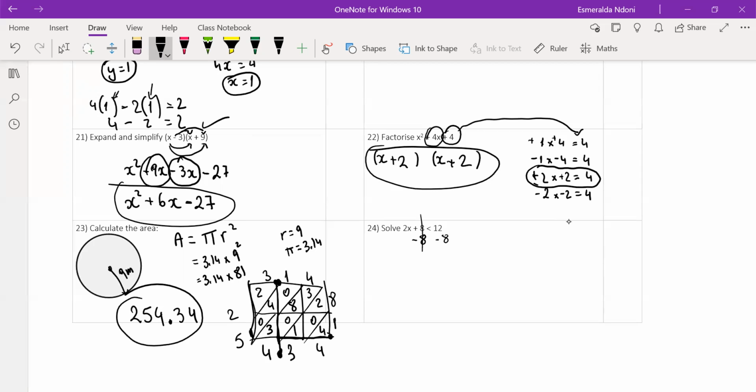Minus 8 on both sides to get rid of this 8, and we're left with 2x. The sign gets copied down as it is. You cannot change the sign in here. 12 take away 8 is a 4. Again, we need to eliminate the 2 by division. It's the opposite of multiplication. And x is smaller than 2. I have solved the inequality, and there's nothing else to do there.